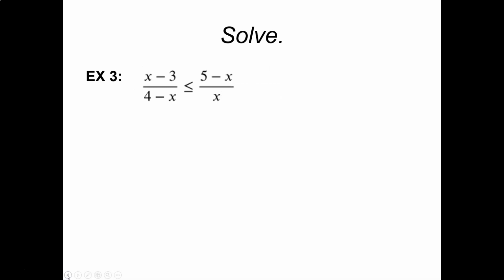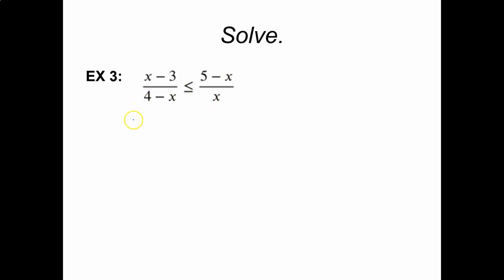We're doing pretty good. Let's do both of these. All right, so for this one, the main reason I want to do this one is because it's going to be a little bit different because I've got 4 minus x instead of x minus 4, which is going to make our chart just a little different than we've seen before.